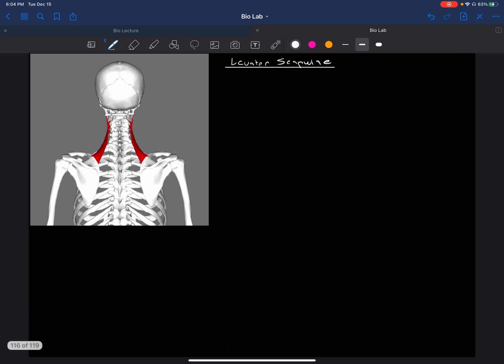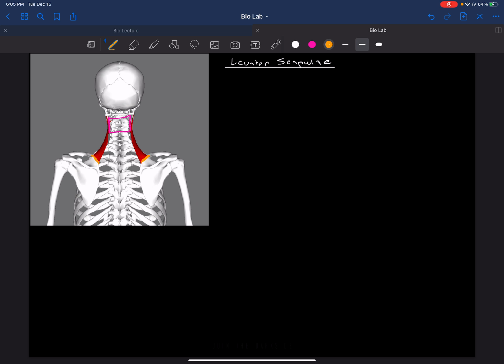So the first one I'll talk about is the levator scapulae. So in this image is the posterior view of the skeleton, and the superior or medial attachment points for this muscle are the transverse processes of the C1 through C4 vertebrae. So that's in this pink box. And the inferior or lateral attachment points are the medial border of the scapula. That's highlighted in orange.